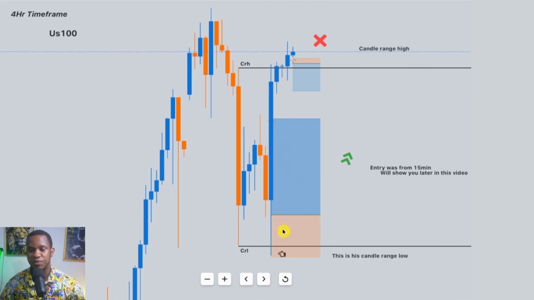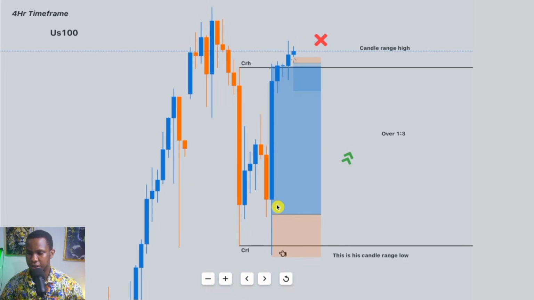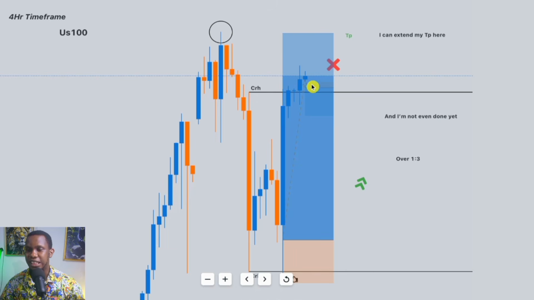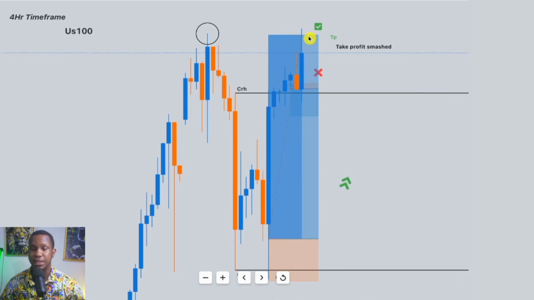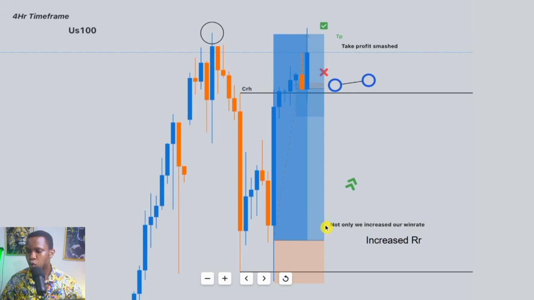This setup was caught from the 15 minutes time frame. I'll show you later in this video, guys. So he made this entry, stop loss below here, targeted this CRT high. I can even extend my TP to these highs, and can you see how TP is smashed, guys? So while you were busy failing here, not only did I increase my win rate from this level, I also increased my risk to reward ratio, guys.